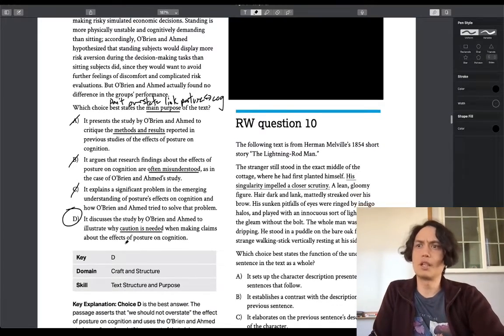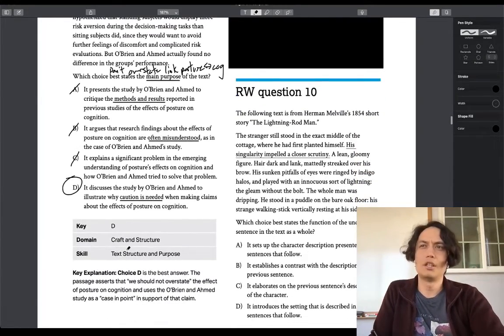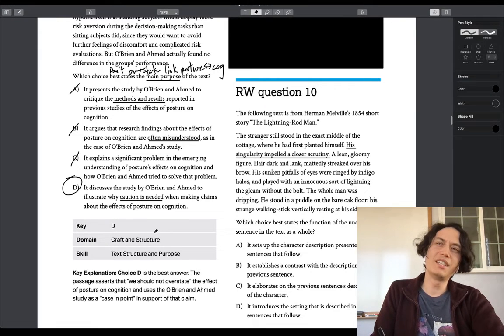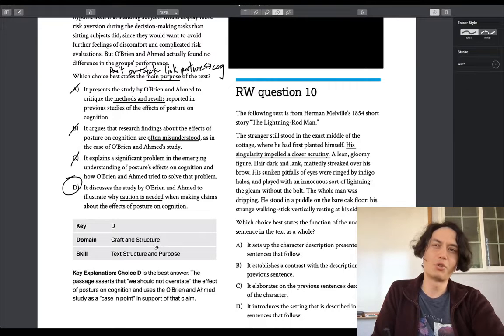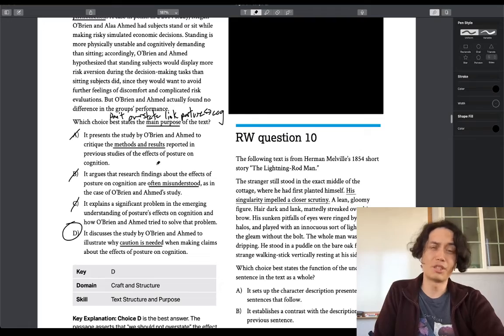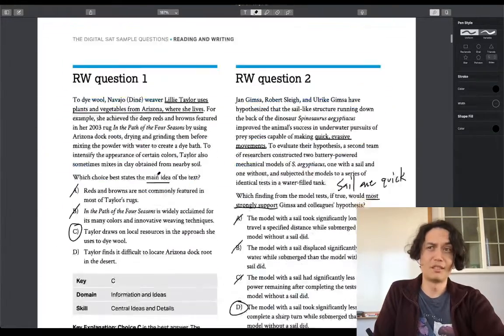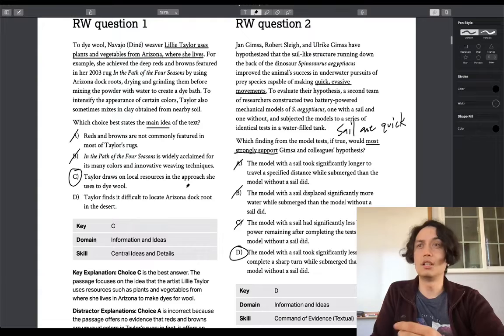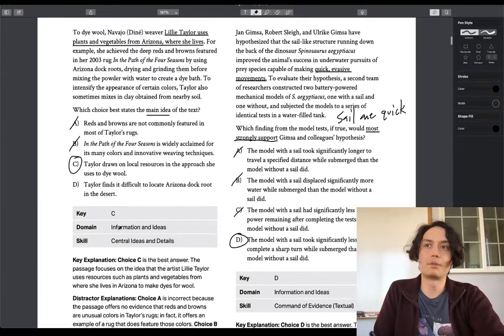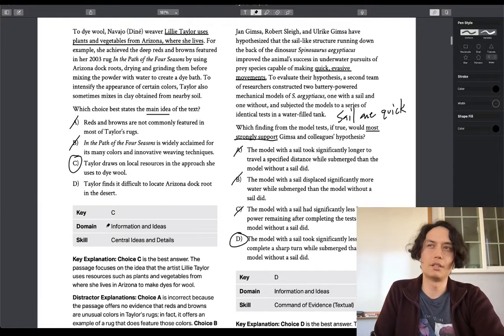All right, let's see. Yeah, this is craft and structure, text structure and purpose. I'm just not seeing the core difference between a main purpose question and the main point question. I mean, I'm probably missing something. Smart people are writing these tests, but I suppose this is a mere restatement of the main idea.